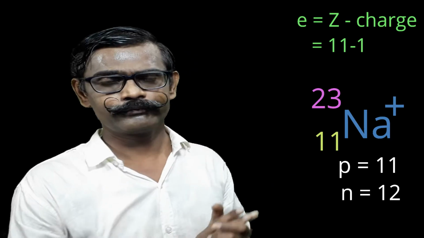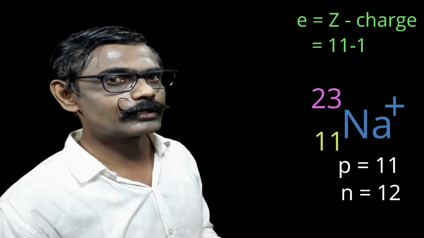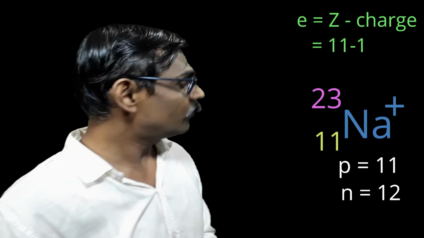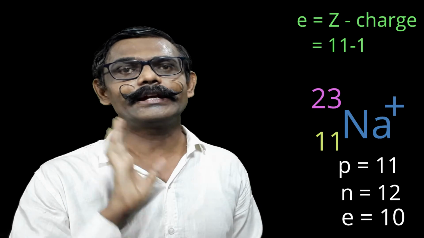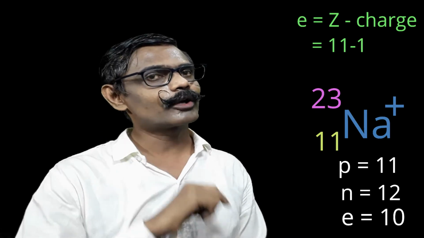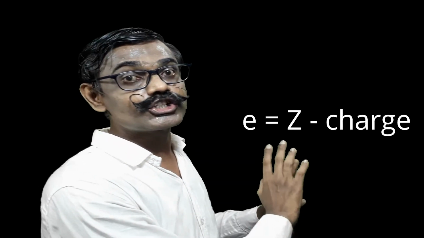So how many electrons are there in the sodium atom? Equal to the number of protons. How many protons are there? Equal to the atomic number. What is the atomic number? 11. So now how many electrons are there in Na plus? 10 electrons are there. So what will be our formula to find the number of electrons? Number of electrons is equal to atomic number minus charge.